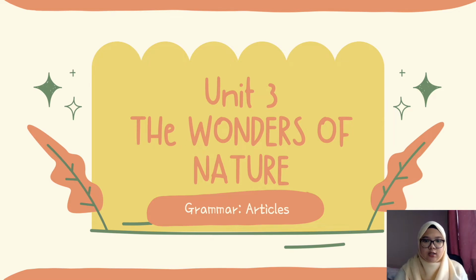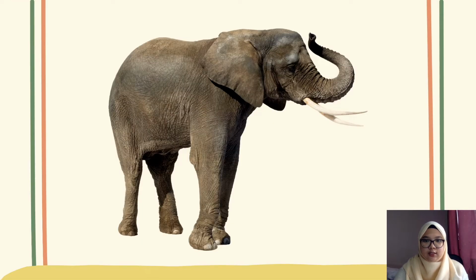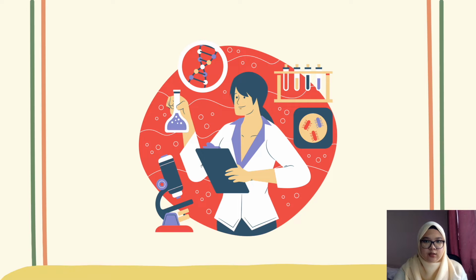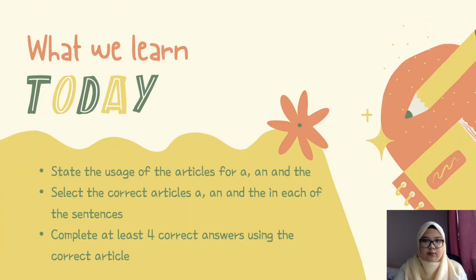Okay, before that, let's take a look at some pictures. What do we call this animal? It's an elephant. Yes, very good. How about this one? It's a scientist. Okay, so we have an elephant and also a scientist. Let's look at what we are going to cover for today's lesson.